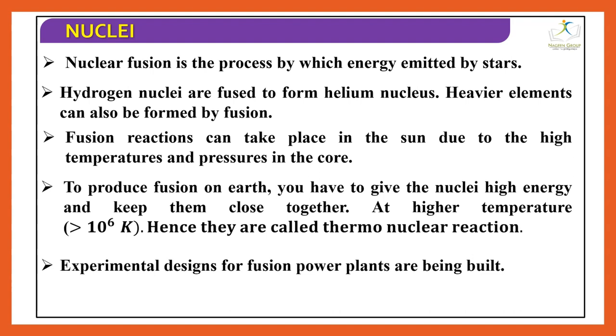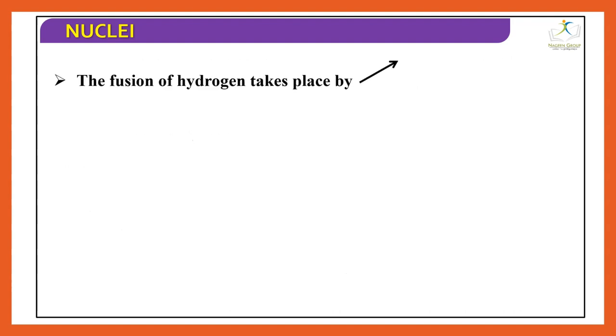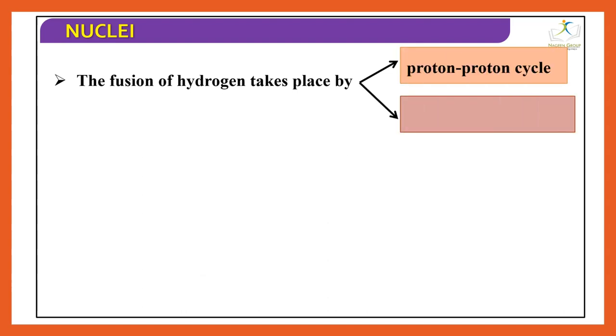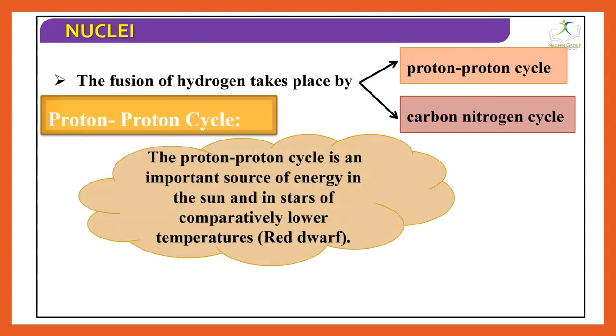Experiments designed for a nuclear fusion power plant are being built. The fusion of hydrogen takes place by the proton-proton cycle and the carbon-nitrogen cycle. The proton-proton cycle is an important source of energy in the sun and in stars of comparatively lower temperature, like red dwarfs.